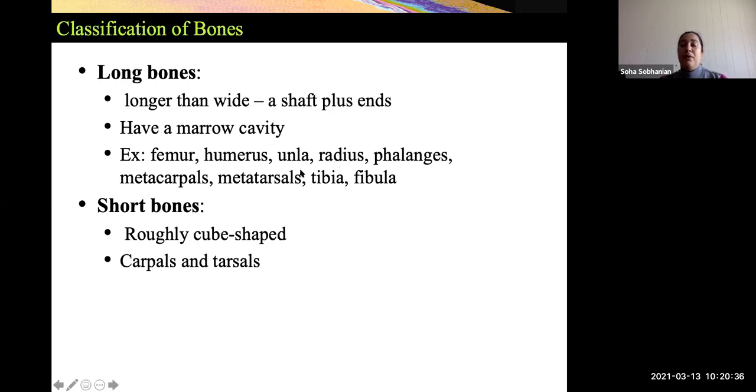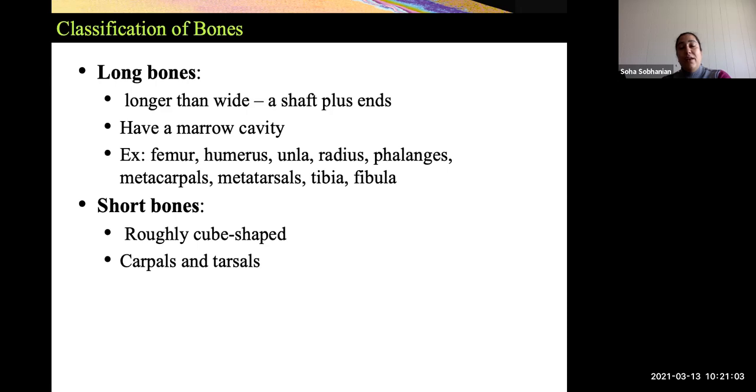The best examples of these are the bones of your legs and your arms. So femur, humerus, ulna, radius. Your fingers are also identified as long bones. Your metacarpals and metatarsals, so these bones right here, and the bones of the sole of your foot. And then tibia and fibula, which form the bottom portion of your leg.